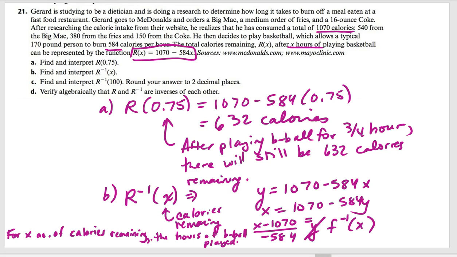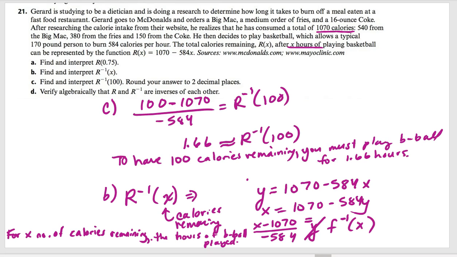Now let's look at part C. Find and interpret the inverse of R at 100. So we have the equation, and so we're just going to change out the X for 100. And we get 1.66 when we're rounding to 2 decimal places. And this means to have 100 calories remaining, you must play basketball for 1.66 hours.